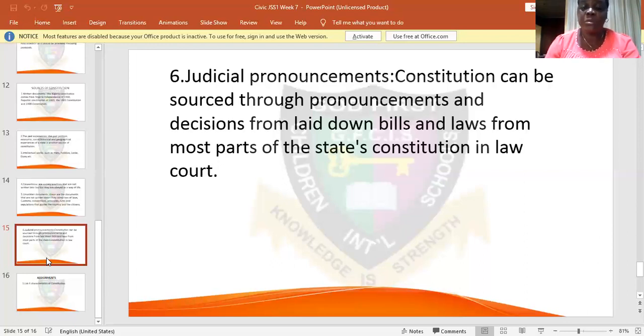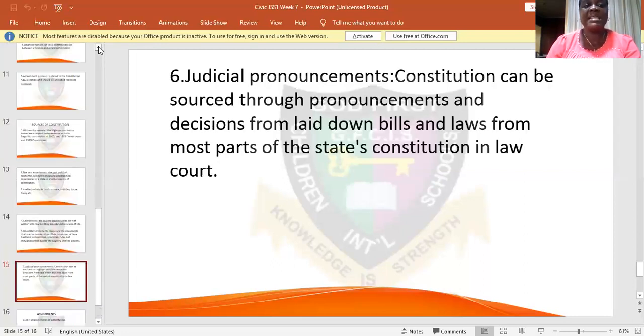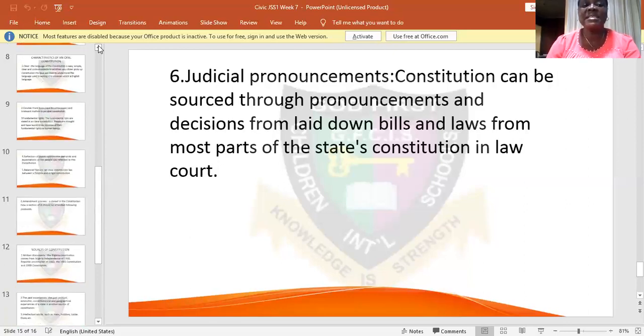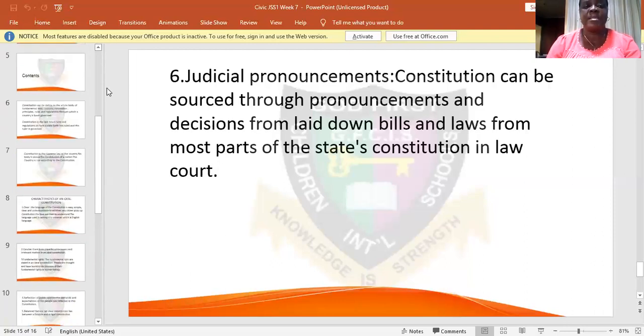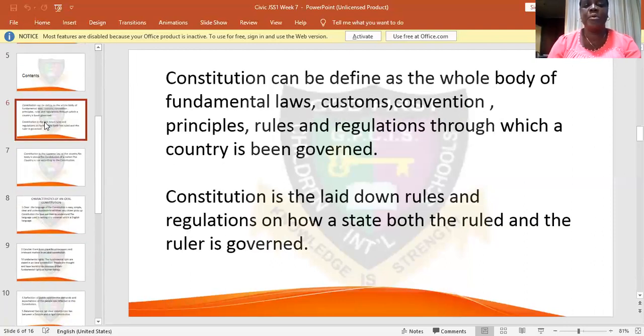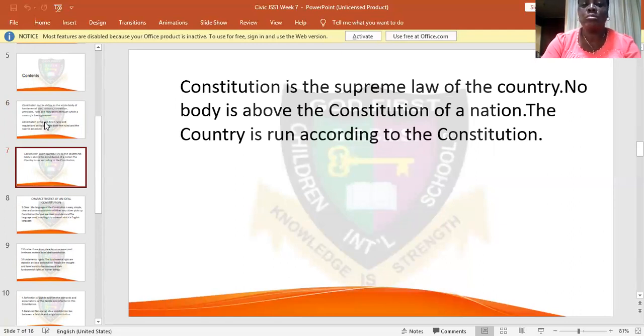We have come to the end of today's lesson, but let's quickly have a recap of what we treated. We said that the topic was the Nigerian constitution, and these are the rules and regulations that govern the people of the country, the laid down rules and regulations that govern both the rule and the ruler. Not only that, the constitution is a supreme law. There is no law that is above the constitution, and it is the highest law that governs a country.